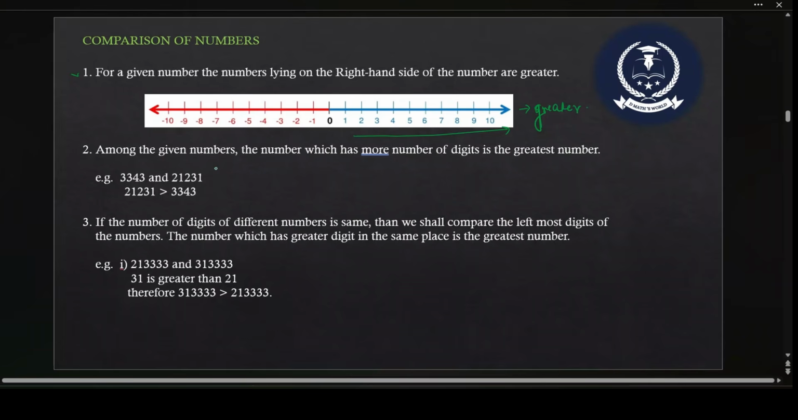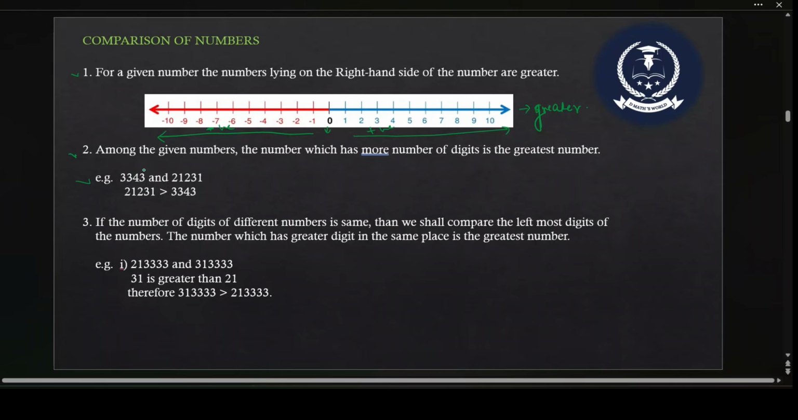Now we are coming to this one. It's about negative numbers. Look here, these are negative numbers, and these are positive numbers. And we can talk about zero. It would be non-negative, non-positive, okay? So remember it's non-negative, non-positive. The second point: among the given numbers, the number which has more number of digits is the greatest number.